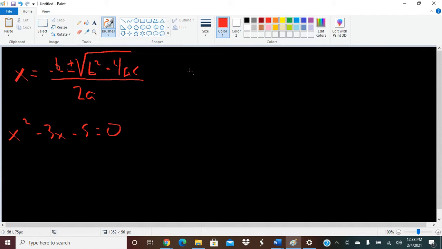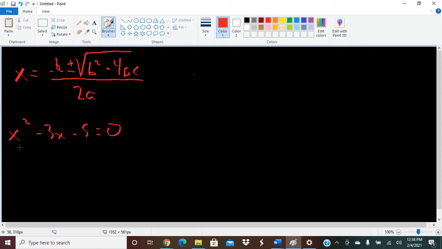Okay, so here we want to use the quadratic formula to solve a quadratic function. Usually when we try to solve a quadratic function, we always first try to simply factor. But then sometimes you get problems such as this one, x squared minus 3x minus 5 is equal to 0. It simply cannot be factored.